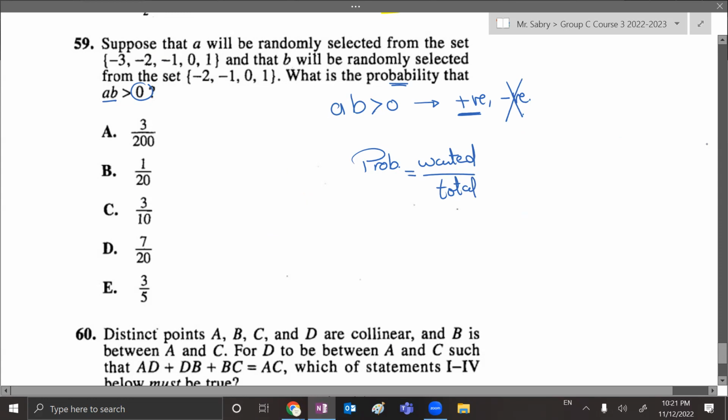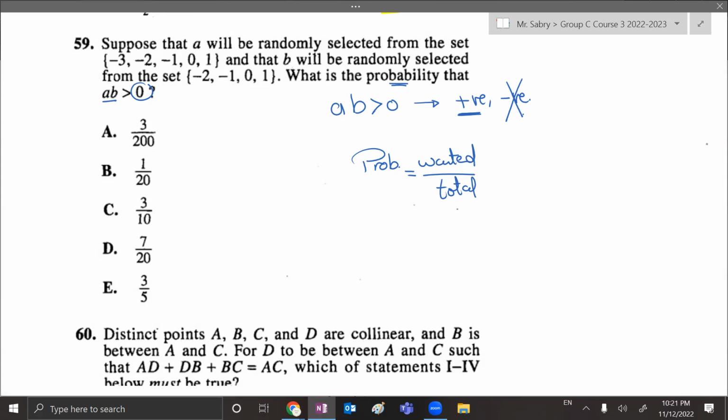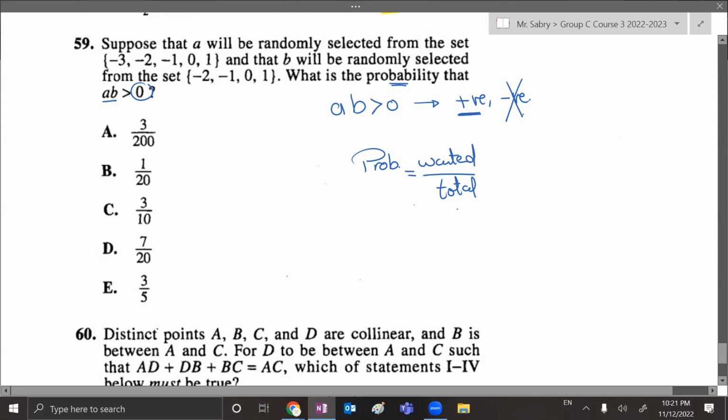So I'll see how many different cases I can take a number from set A and a number from set B and multiply them and get a positive. If you look at set A, any negative number from set A with any negative number from set B would give me a positive result. So if I get negative 3 with negative 2, that would be a positive result. Or if I take negative 3 with negative 1, that's still a positive result. So far 2 positive results.